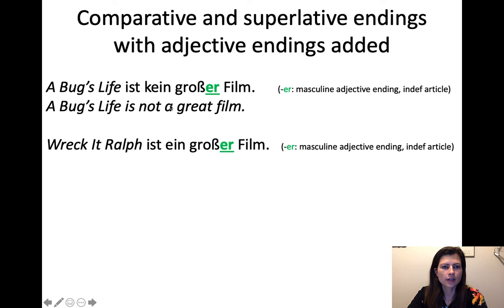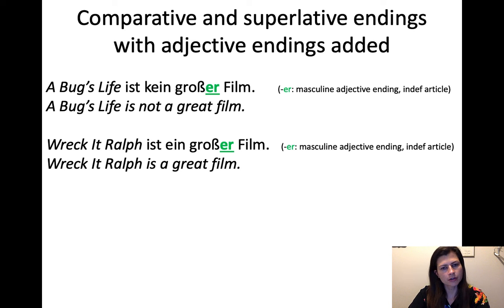What about Wreck-It Ralph ist ein großer Film, which means Wreck-It Ralph is a great film. It's still a normal adjective, we're not comparative yet. So it is "a", and then groß, and when it's not comparative, it's just a normal adjective, but the reason we have this -er is because it's an adjective ending for a masculine indefinite article.